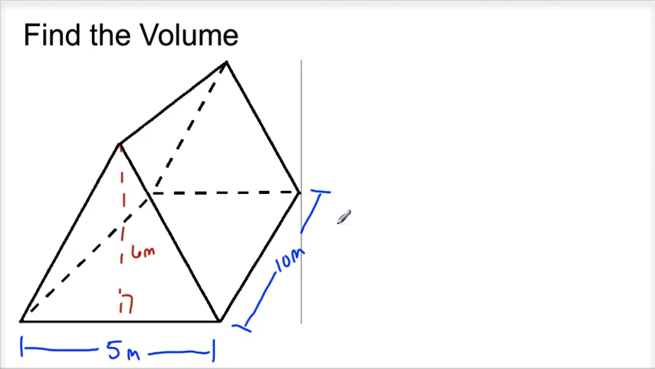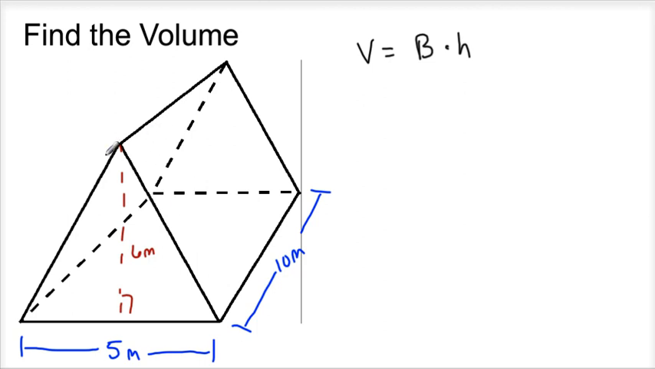So here we have a triangular prism. When you're looking at this, you don't have a formula for this one. But again, your volume is always going to be your base times some height. The question here becomes, what is your base? So look at your different shapes here that create this solid.